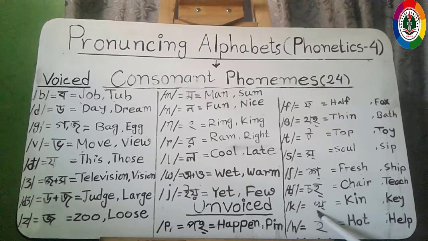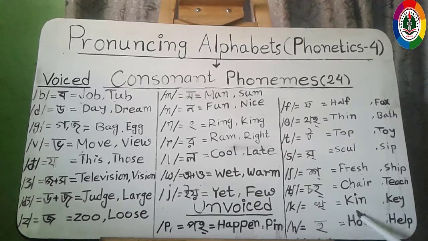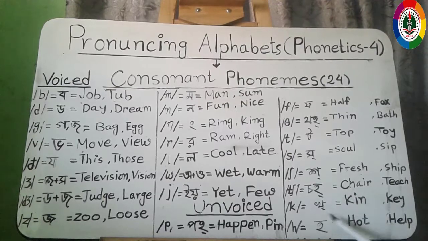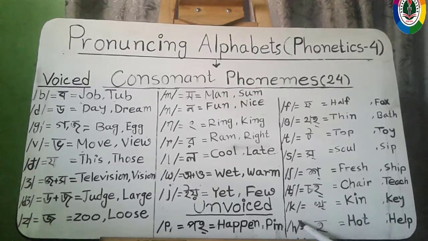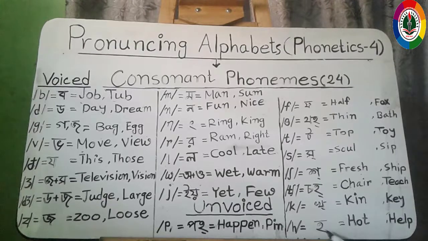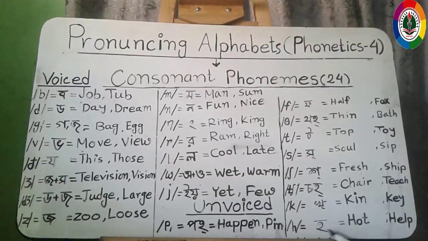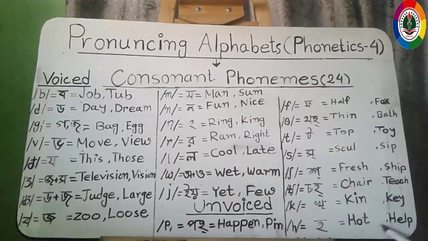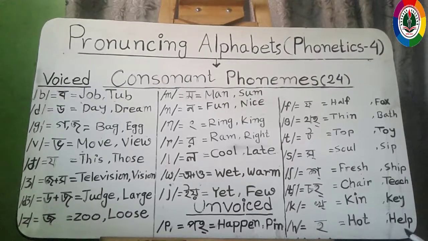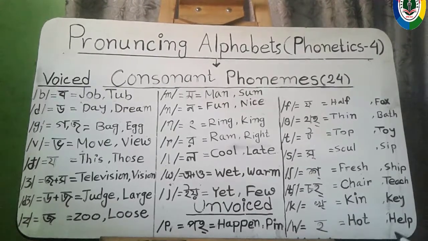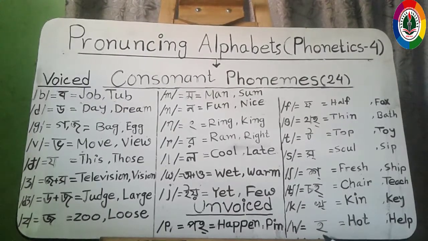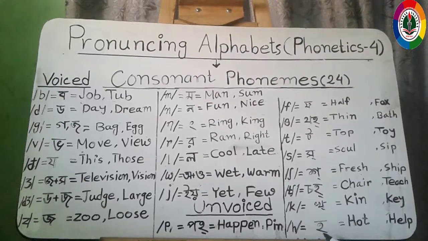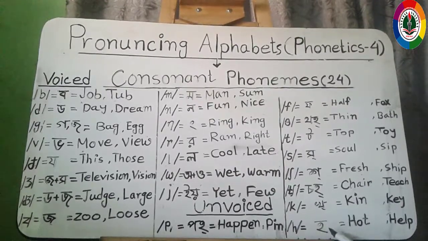Now move to this sign, and the phoneme or sound for this sign is k. And the examples are like kin, key. While you alter kin and key, we find the presence of the phoneme k. Our last sign for today: the phoneme for this sign is h, and the examples are like hot, help. While you alter hot and help, we clearly find the presence of the phoneme h, and the phoneme h never makes our vocal cord vibrate.